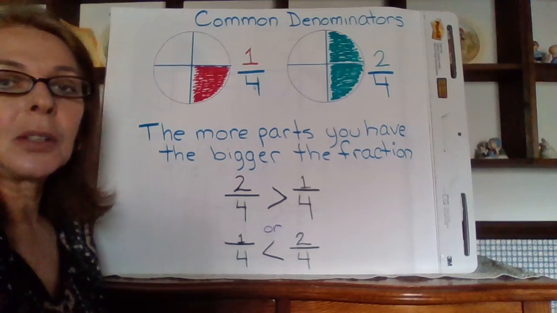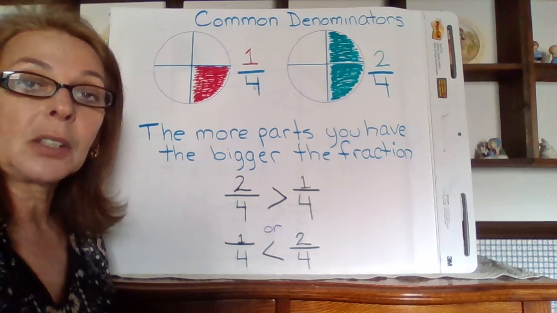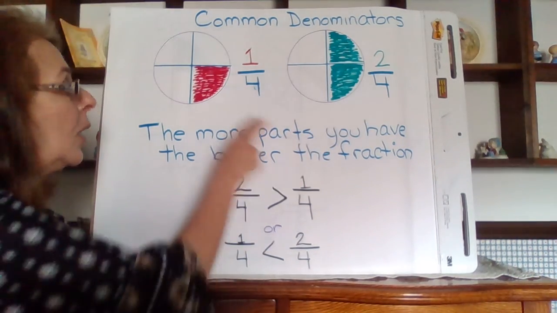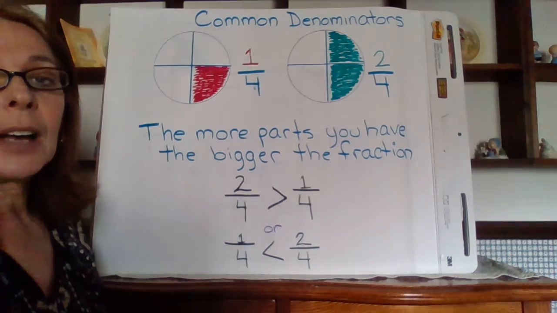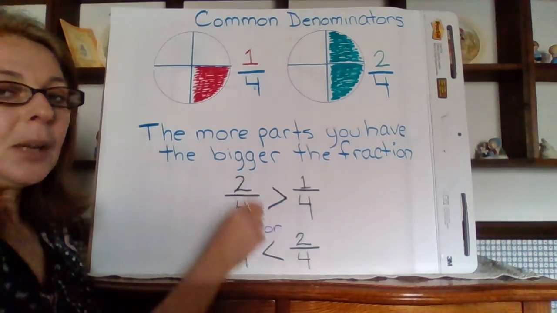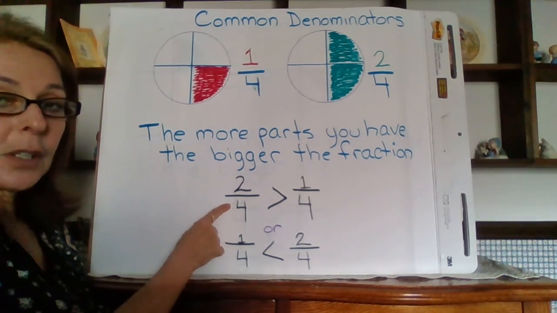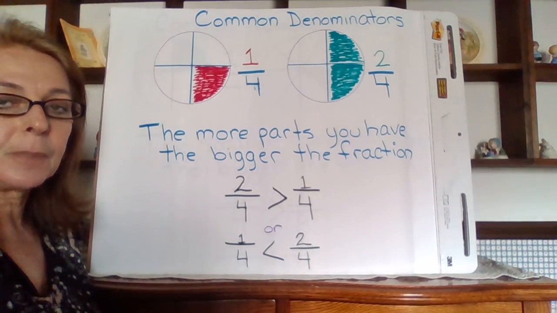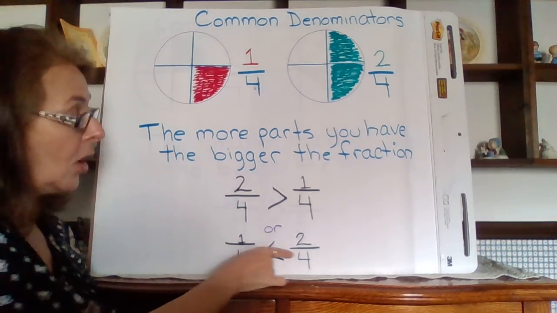And I think by looking at the model, you can see which fraction is the larger fraction, or which model has a bigger piece shaded in, right? Obviously, the 2/4 is bigger, or more is shaded in, than the 1/4. So we can draw a conclusion about fractions that have a common denominator. My common denominator here is 4. We have different numerators, 1 and 2, and we can say the more parts you have, the bigger the fraction. In other words, 2/4 is greater than 1/4 because I have more of my model shaded in. Or another way to say that same statement is 1/4 is less than 2/4.